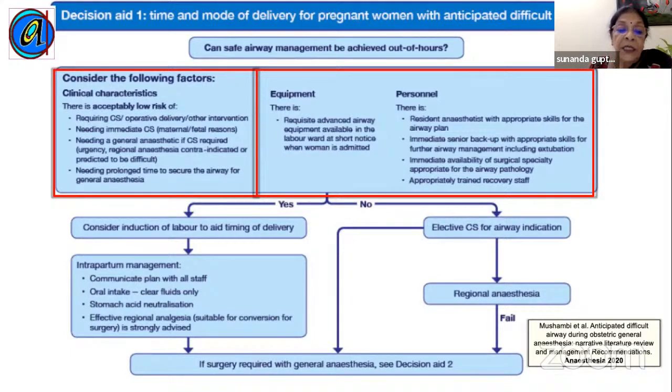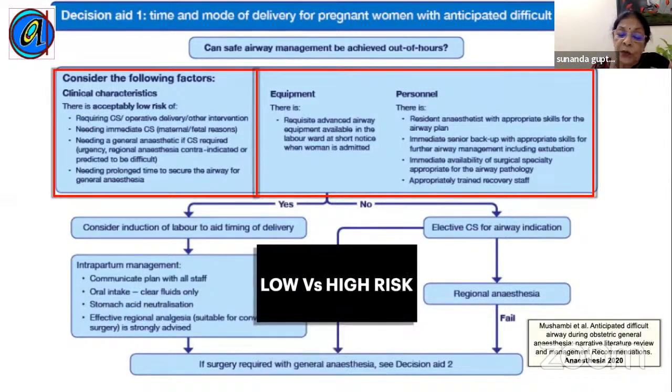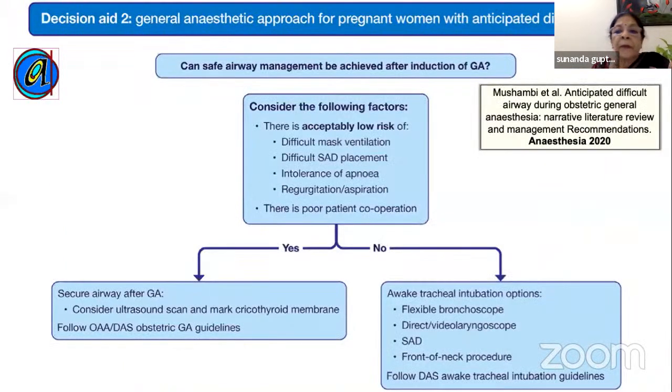So if the answer is yes, you can consider making the patient go in for labor with intrapartum management. And if the answer is no, then elective cesarean section for airway indication should be decided as a team with the obstetrician. You can try out regional anesthesia, but if it fails, then you go in for decision aid 2. So you divide the patient into low or high risk here.